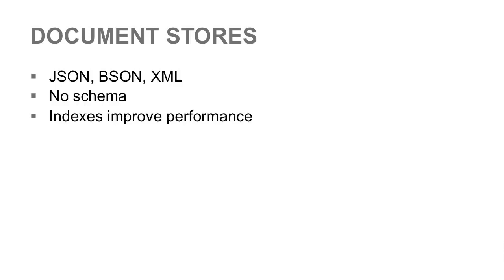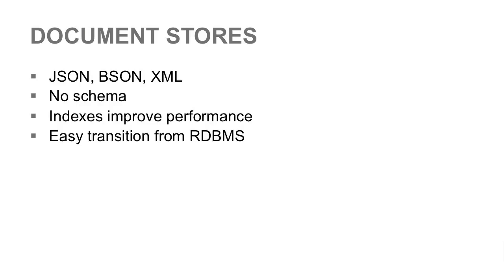Document stores store data which is typically in format like JSON, binary JSON called BSON, or XML. The common trait for stores like this is that they typically don't need any schema, and you can store different pieces of data, which we call documents, in such a store without predefining what is the overall structure of such documents. In systems like this, you can use indexes to improve performance, and systems like this provide for the easiest transition from relational database systems.